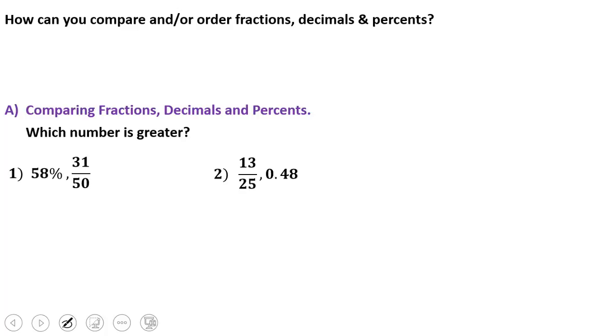Well, you need to write all in the same form. In other words, if I give you some percents and decimals and fractions, you need to convert them either all to percents, or all to fractions, or all to decimals. And it doesn't matter which one.